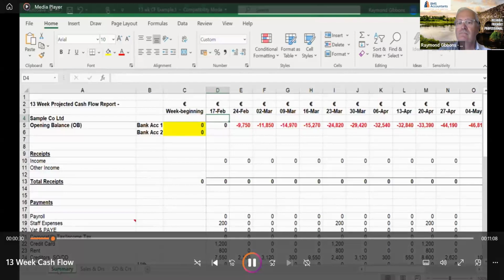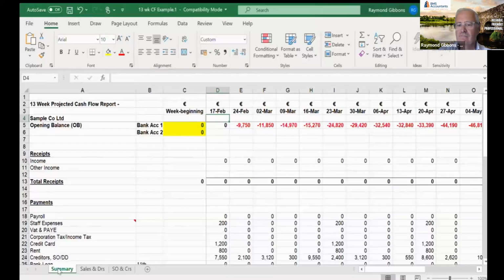And so here is the actual 13-week cash flow. You'll notice that I have pre-populated the cash flow with certain expected payments that sample company will be making over the next 13 weeks. This is merely to save us time in actually constructing the cash flow for this demonstration.